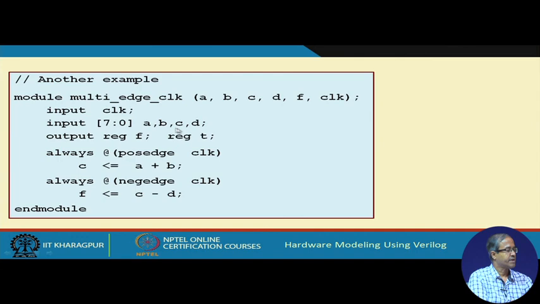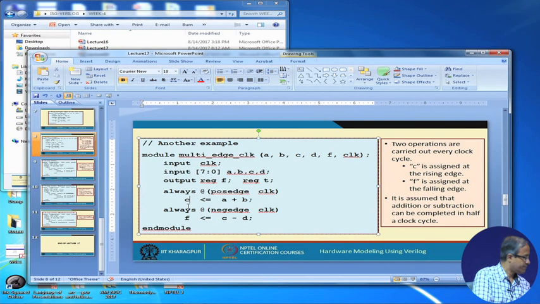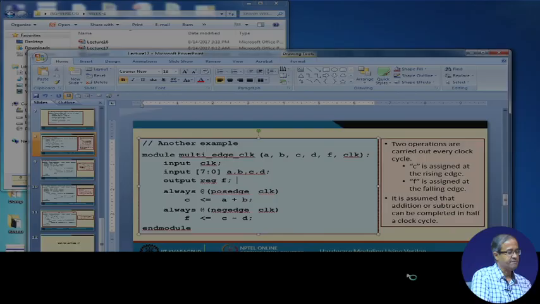Let us declare like this. This a, b, c, d all are 8 bit inputs, let us say. And this f is an edge, t is also an edge. T is not required here of course. So, t you can forget, fine.